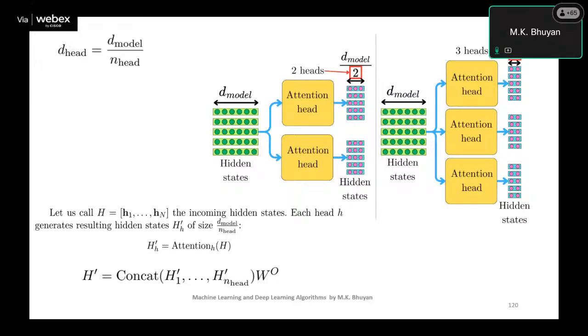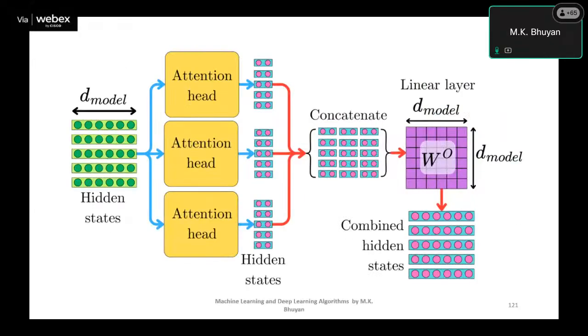After getting this hidden state, we can do concatenation. You can see h dash is equal to the concatenation of all the heads, and it is multiplied with one linear layer. W naught is the one linear operation we are doing. And you can see the concept of multiple heads. Here we are considering D model, attention heads. After this, we are doing the concatenation, and after this, we are considering one linear layer, W naught. And after this, we are determining the combined hidden states. So the combined hidden state we can determine like this.